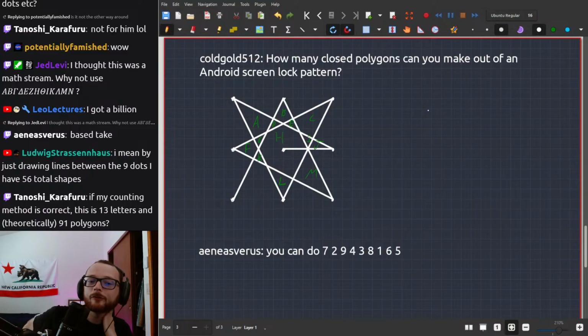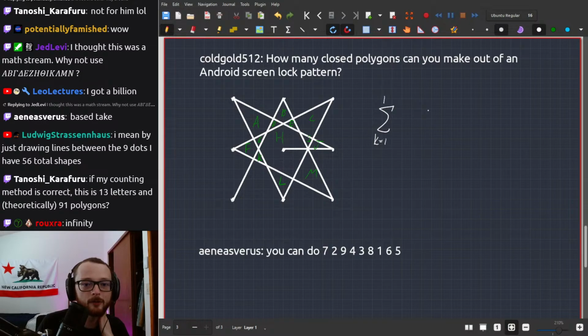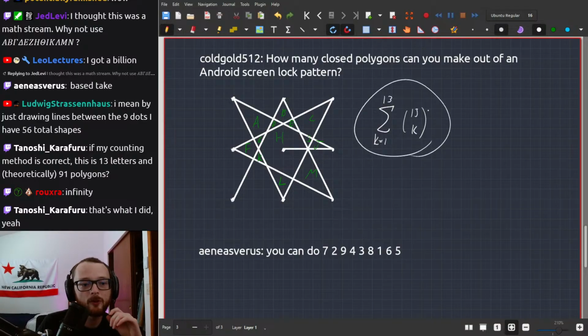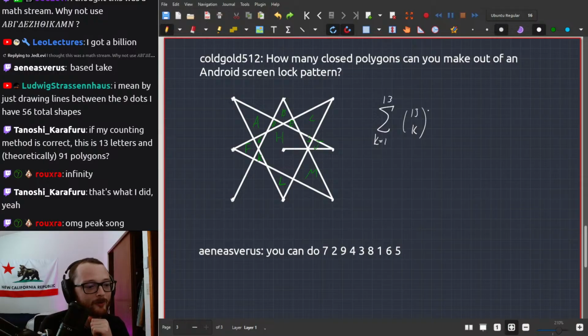Theoretically 91 polygons? Yeah, I mean, we could do an upper bound if we sum chooses. We said there's 13, right? This is the theoretical upper bound. Hey, it's a good song. Infinity? Just by drawing lines between 9 dots, you have 56 total shapes.